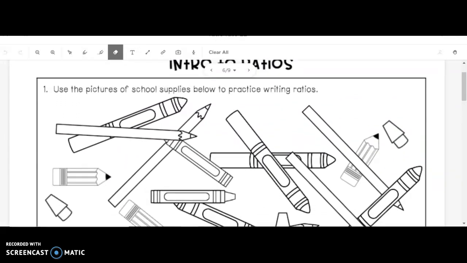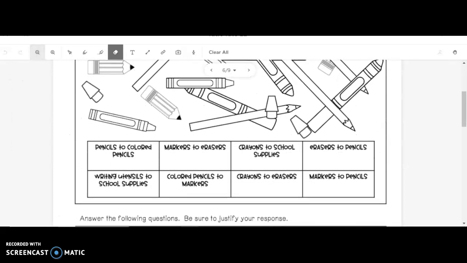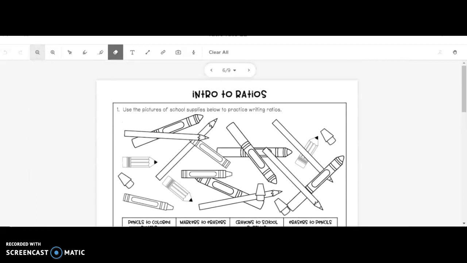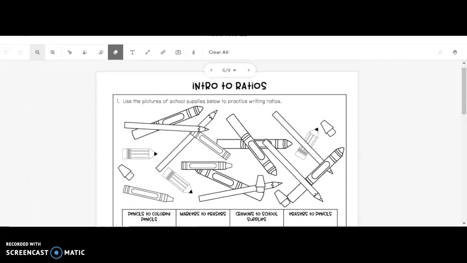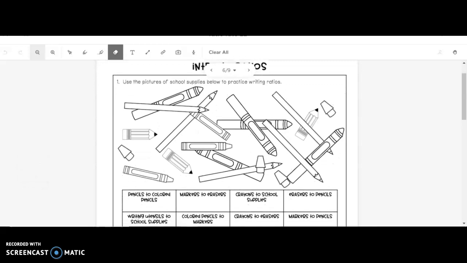All right, on the back side of this paper, we've got school supplies with some questions underneath that we're going to find the ratio. Use the picture of school supplies to practice writing ratios. All right, so we've got markers, the bigger ones. 1, 2, 3. I've got 4 markers.